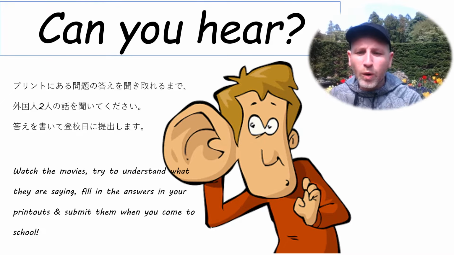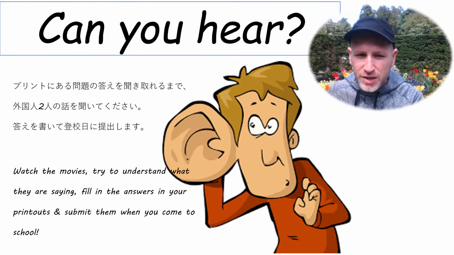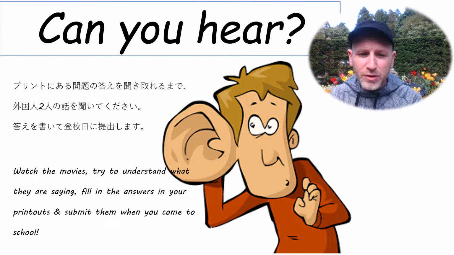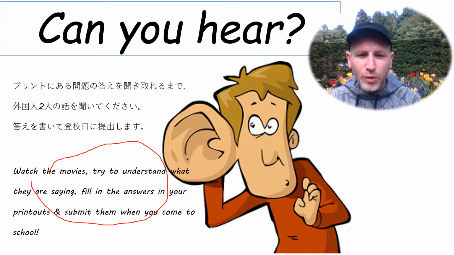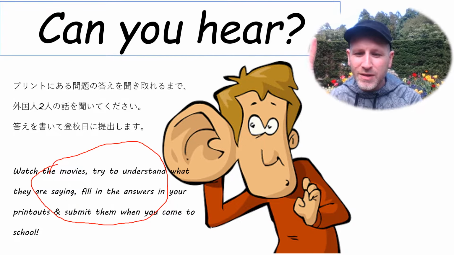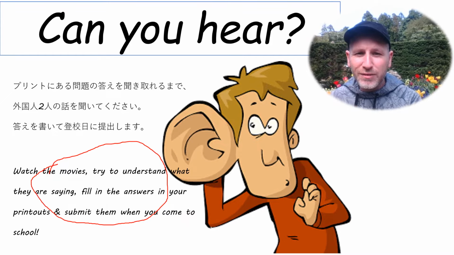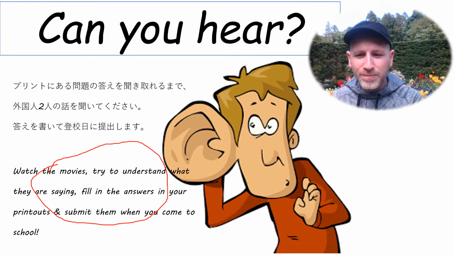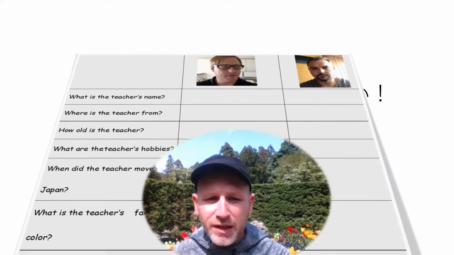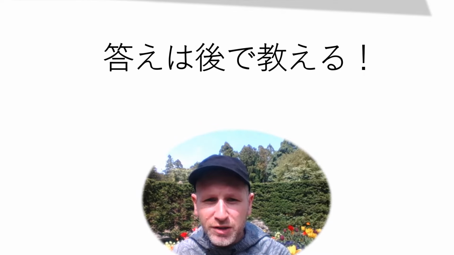So what that means is watch the movies, try to understand what they're saying, fill in the answers on your printouts and submit them when you come into school. Do all of that if you can. And best of luck. There are only two speakers, and they are speaking very simply and slowly for you. Good luck. So again, use the printout and fill in the answers. The template is just like this. And then submit your answers when you get the chance.